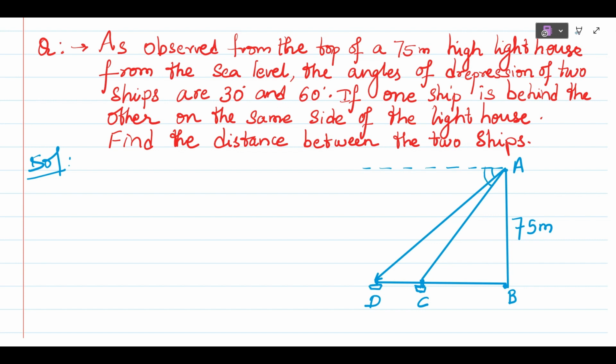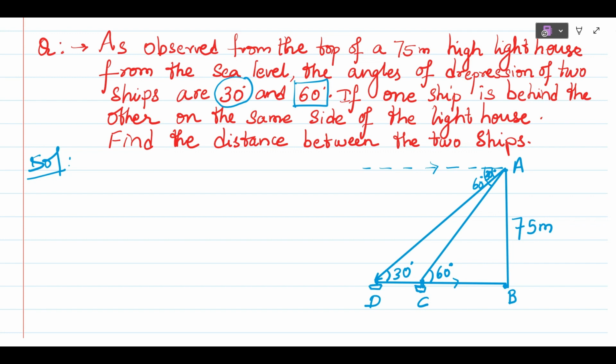So 30 degrees and 60 degrees they have given. Which one will be 30 degrees? This one will be 30 degrees, the smaller one, and this bigger one will be 60 degrees. According to alternate interior angles, these two lines are parallel to each other and AD is a transversal. This becomes 30 degrees and AC is a transversal. This becomes 60 degrees. So this is about the diagram, students.